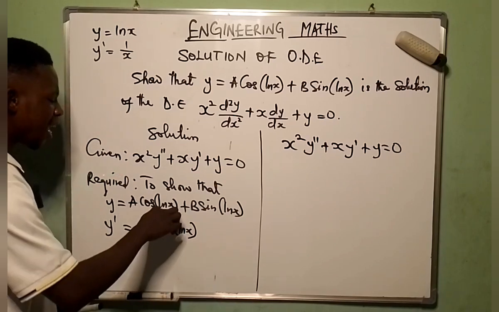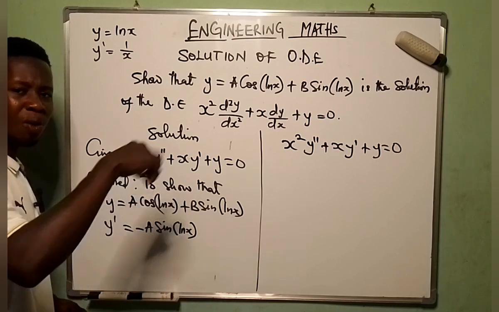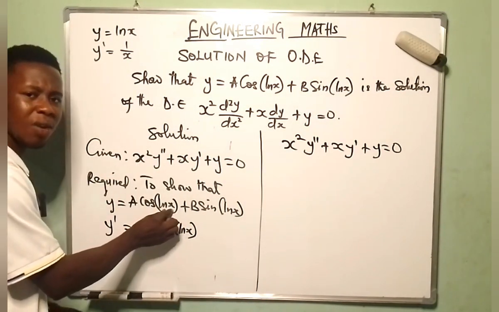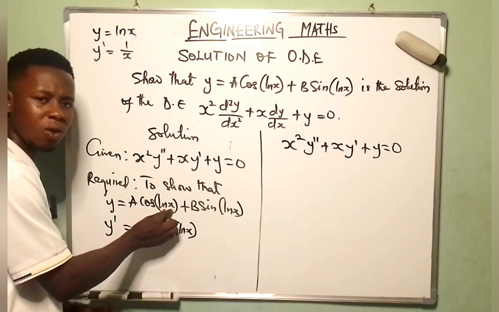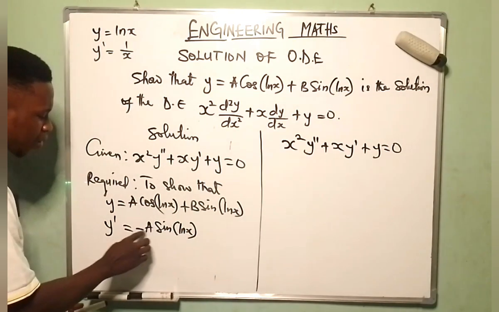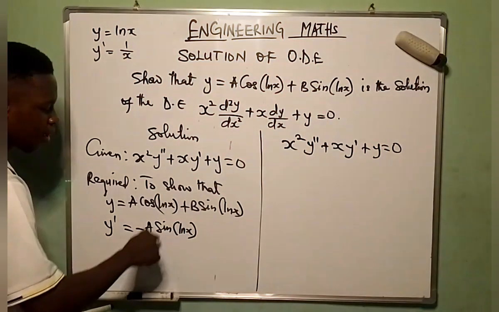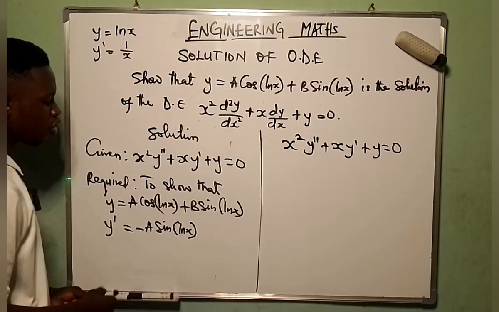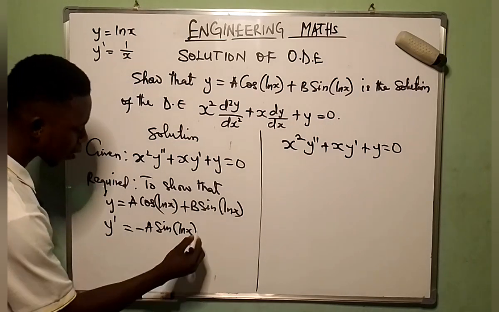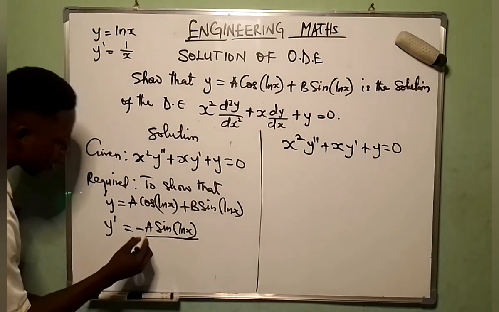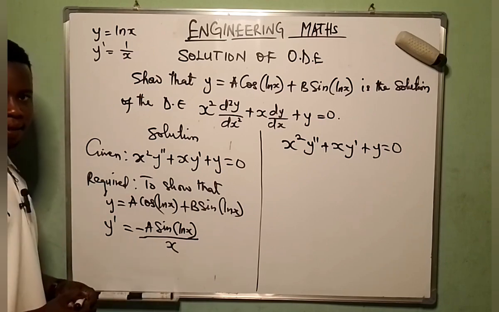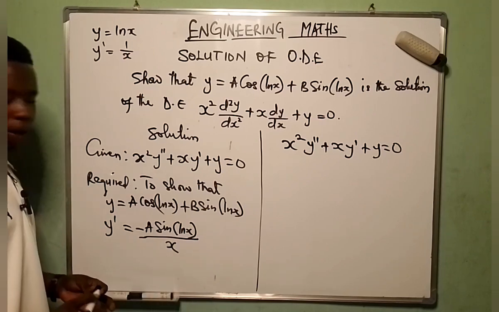Now, inside the cos is ln x, that's why I said it is a function of a function. When you differentiate cos, you also differentiate what is inside the cos, which is the ln x. Now, your differentiated cos gives minus a sine ln x. When you differentiate ln x, you have 1 over x. So if you multiply this by 1 over x, you will have minus a sine ln x all over x. I'm sure you understand what I mean.